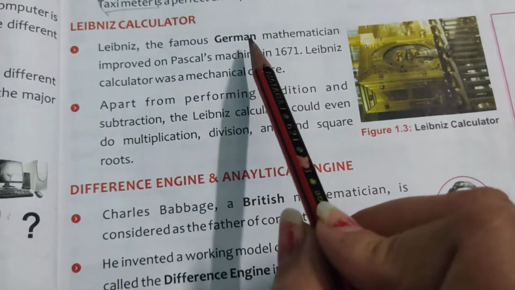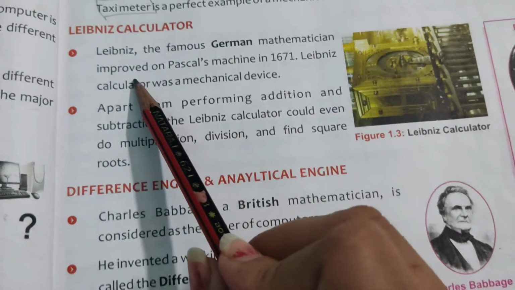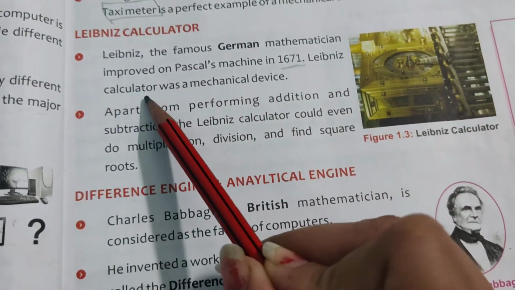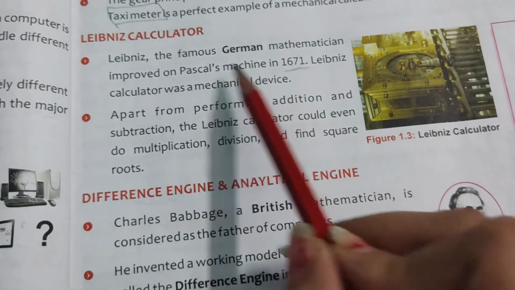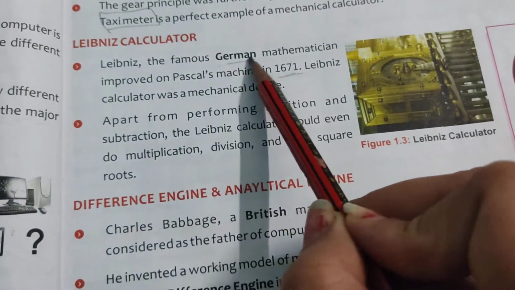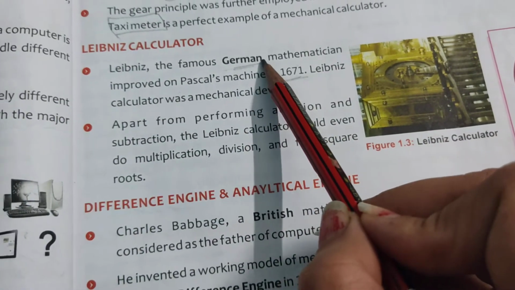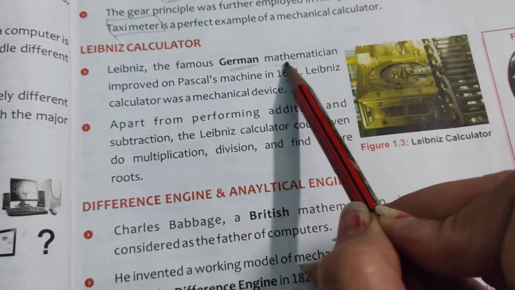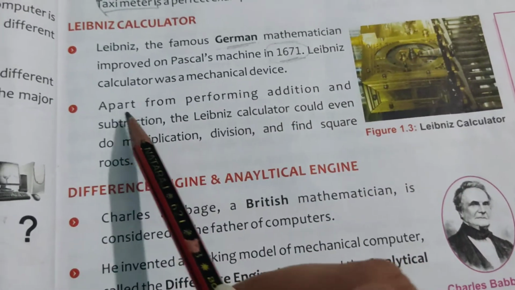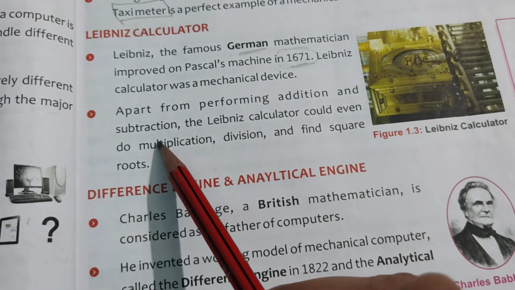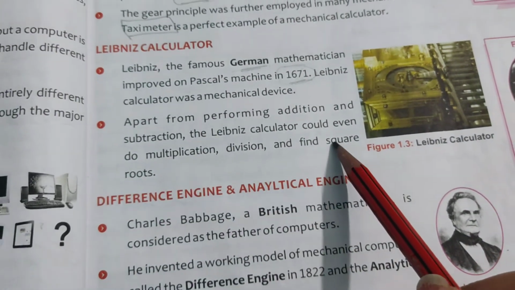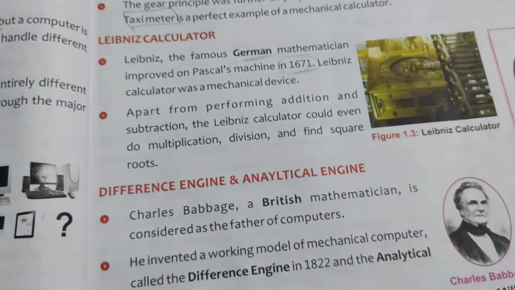It was developed by the famous German mathematician, improved on Pascal's machine in 1671. Leibniz's calculator was a mechanical device. Now who developed it? Leibniz developed it, and he was a German mathematician. Mathematics he knows very well, and it was developed in 1671. Apart from performing addition and subtraction, the Leibniz calculator could perform multiplication, division and find square root.